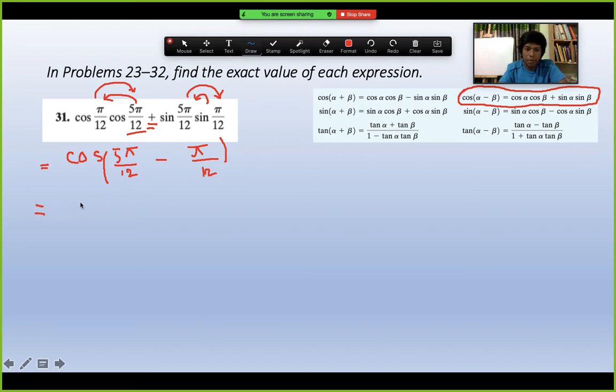Then we will have, because it is alpha minus beta, we consider this bigger value as alpha, so that in the subtraction it helps us. Cos of 5 pi minus pi, that means 4 pi, 4 pi by 12, and we already know 4 pi by 12 means basically pi by 3, and cos pi by 3 means 1 by 2.